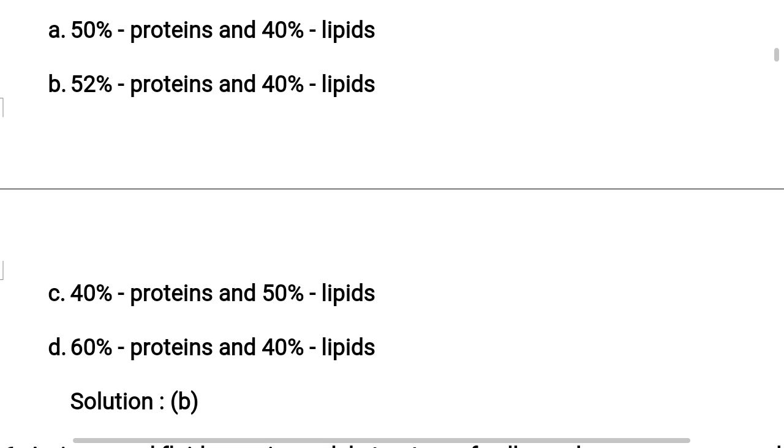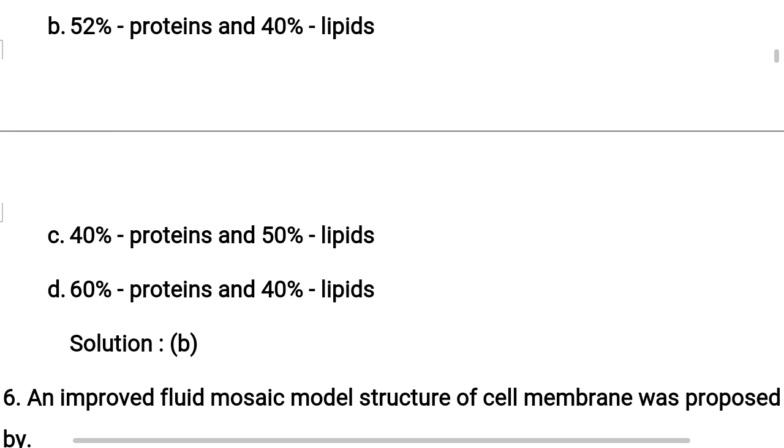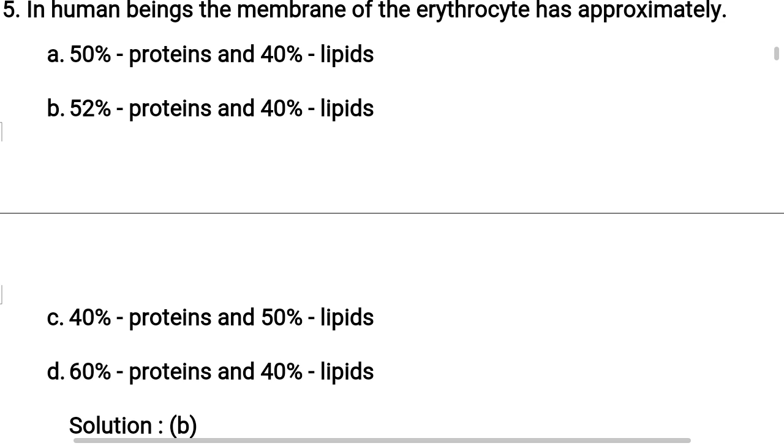Option A, 50% proteins and 40% lipids. Option B, 52% proteins and 40% lipids. Option C, 40% proteins and 50% lipids. And option D, 60% proteins and 40% lipids. So the correct answer for this question is option B, 52% proteins and 40% lipids.